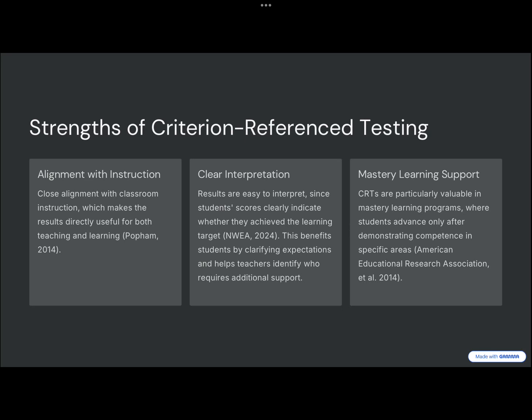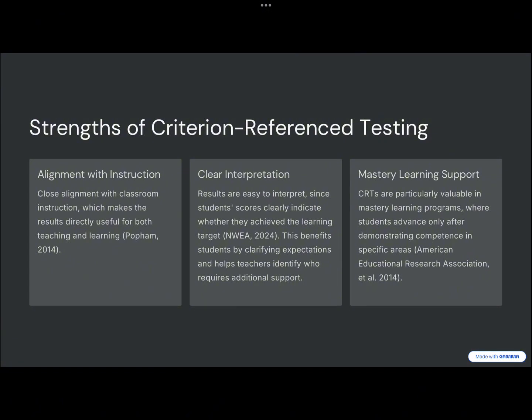Now, another strength is that results are easy to interpret since students' scores clearly indicate whether they achieved the learning target, according to NWEA 2024. So this benefits students by clarifying expectations and helps teachers identify who requires additional support.